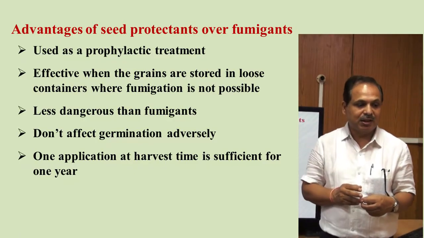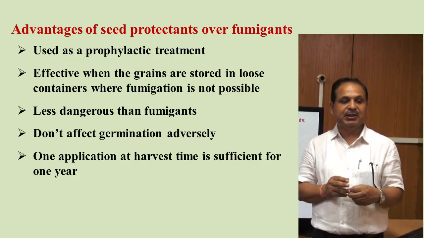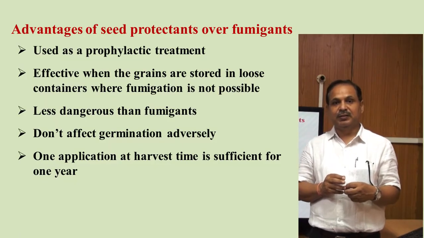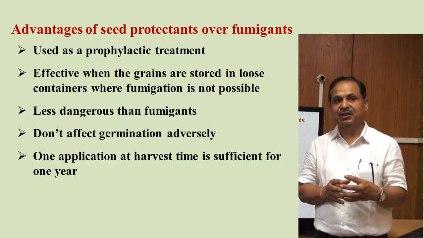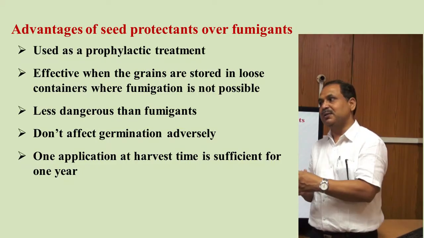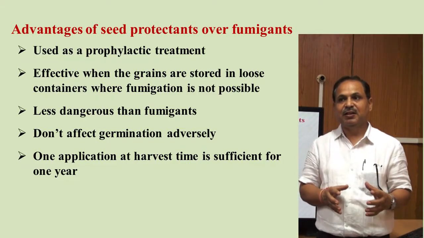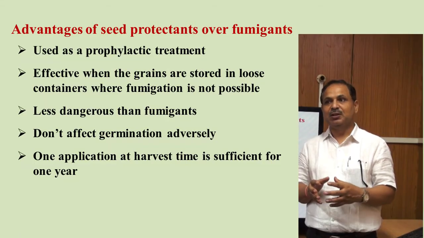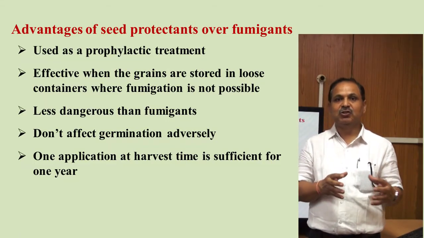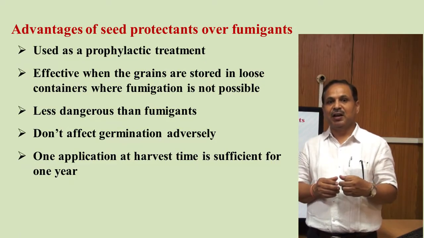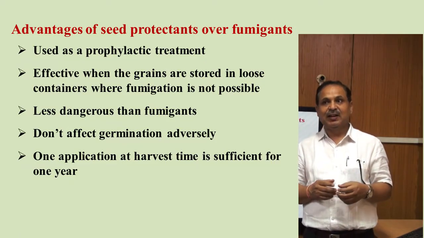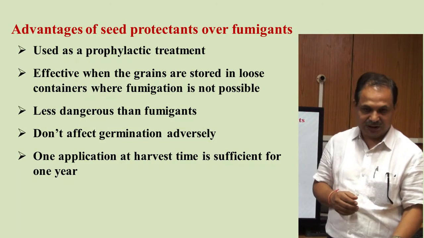The next one: application at harvest time is sufficient for one year. In case of seed protectants, if we treat the seeds once with the chemicals or other materials, it is sufficient for protection of the seeds throughout the year. But in case of fumigation, it is difficult because of the leakage of gas from the airtight chambers by any means.